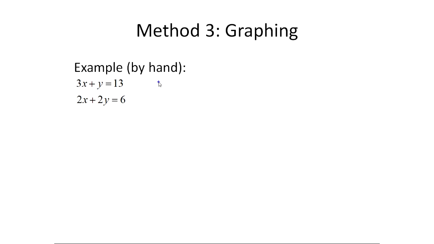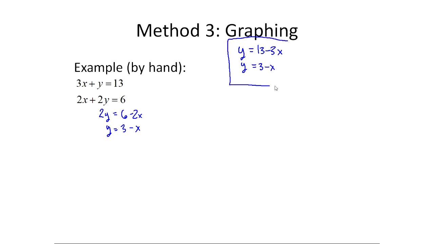So here the first one's quite easy to do that. It'd be y equals 13 minus 3x. For the second equation, because there's a 2 there, we've got a little more work. So 2y equals 6 minus 2x. And so y is going to equal, divided by 2, 3 minus x. Okay, so here's the system I'm going to work with where everything's solved for y.